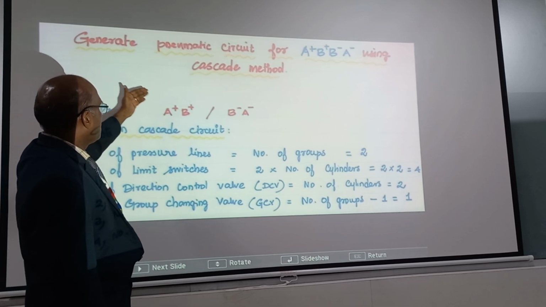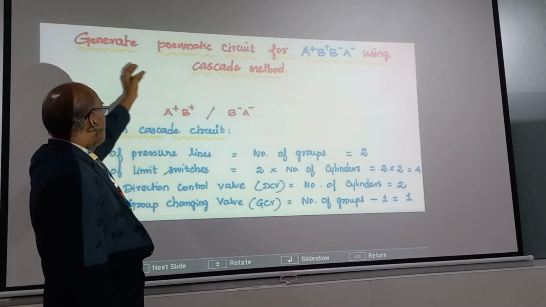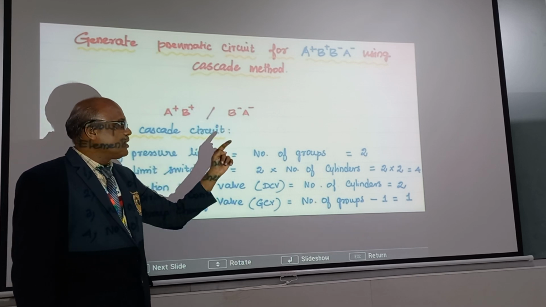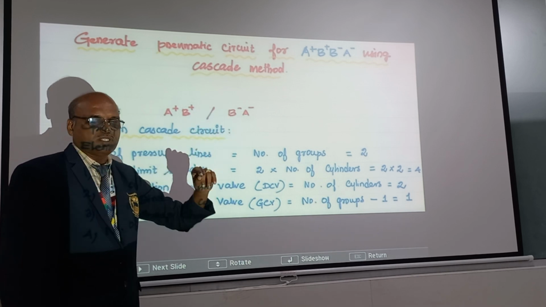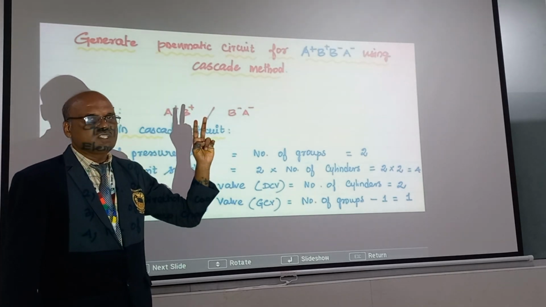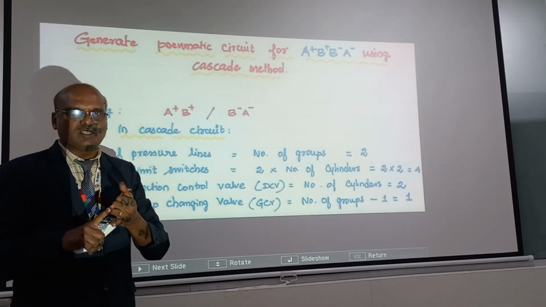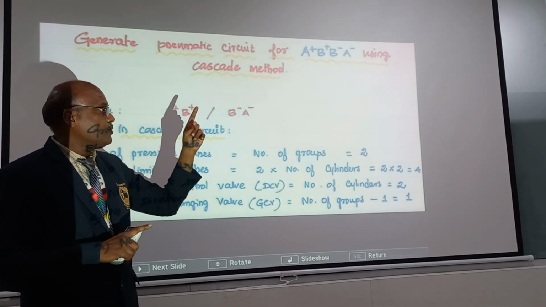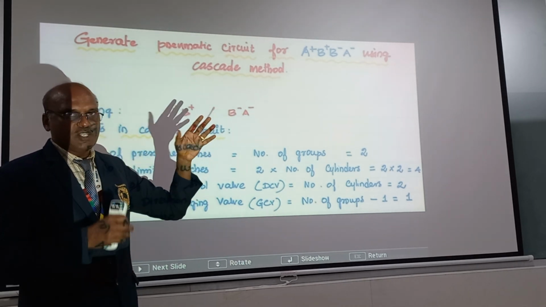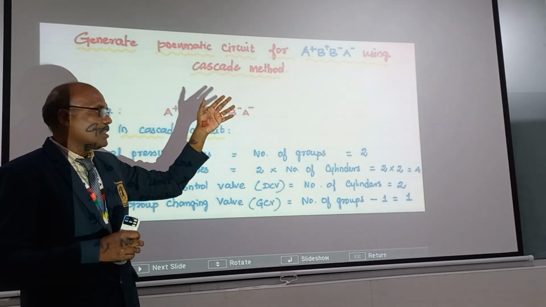Suppose, as an example, we are asked to generate a pneumatic circuit for A plus B plus B minus A minus using the cascade method. What does A plus B plus mean? A and B represent cylinders: A is one cylinder, B is another cylinder. A plus means the A cylinder has to extend. Then B plus means the B cylinder has to extend, then B minus and A minus.